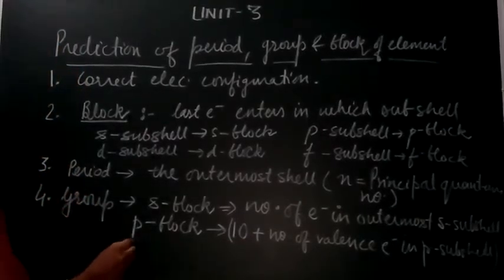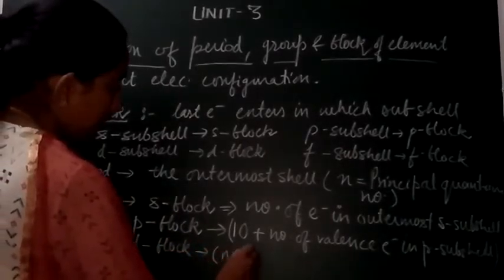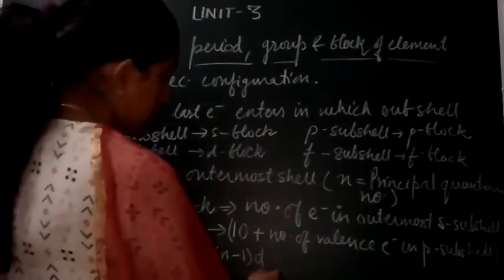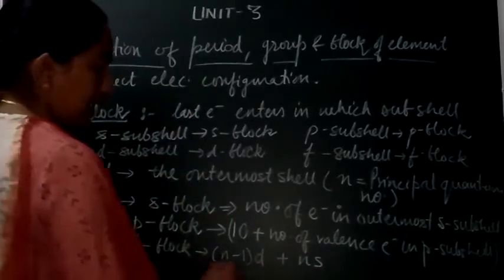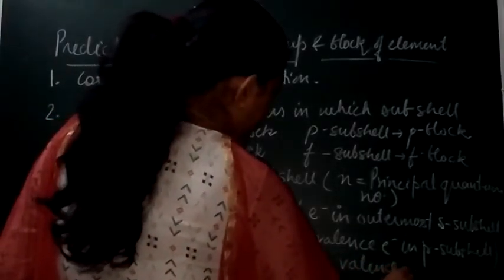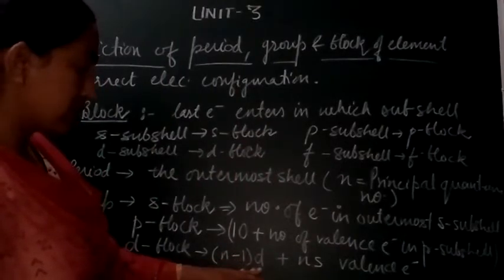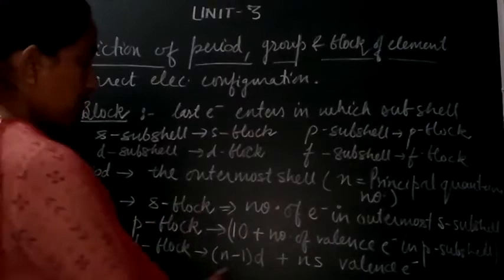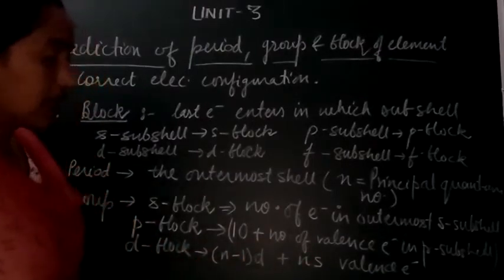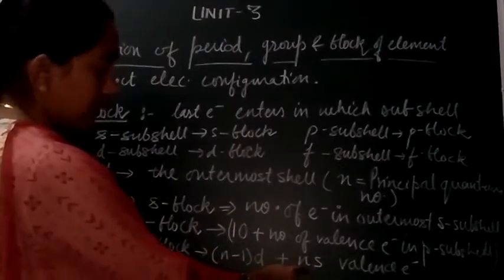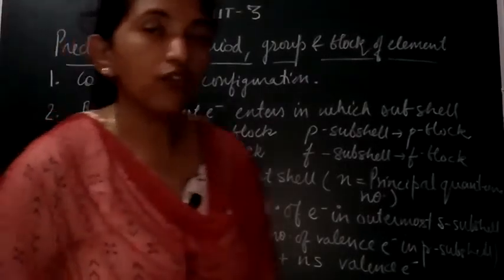And in case of d block elements, students, we are going to add the number of valence electrons in the n minus 1 d subshell plus the ns valence electrons. Again, I am repeating: for the d block elements, we add up the number of valence electrons in the n minus 1 d subshell and the ns valence electrons. Here n is the outermost shell. In this way we can predict the period, group and block of the element.